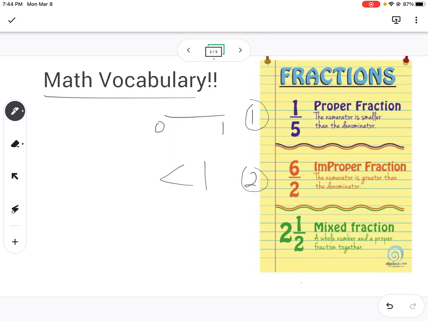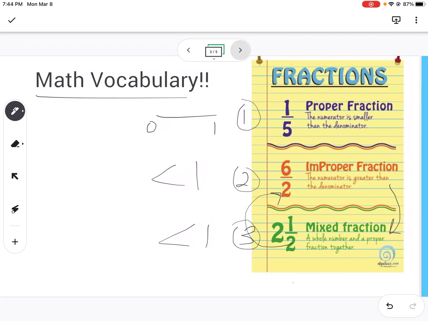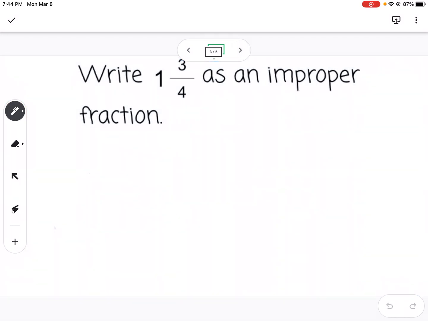And what we did was we were given an improper fraction and we changed it to a mixed number, which is our third vocabulary word, where it's a whole number as well as a proper fraction together. And today we're going to be given a mixed number and we're going to go back and change it to an improper fraction. And these fractions are also greater than 1. So here we go. If the question asks, write 1 3/4 as an improper fraction.